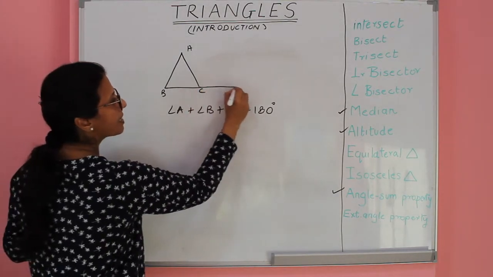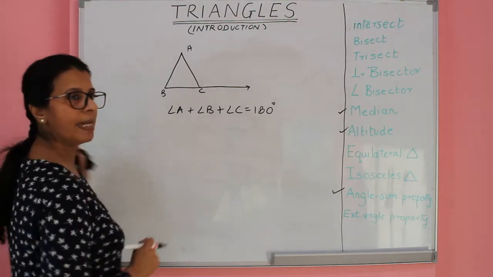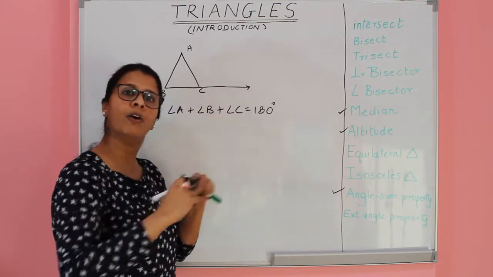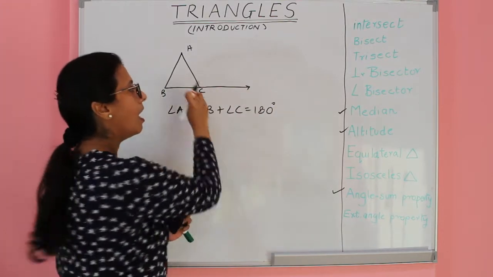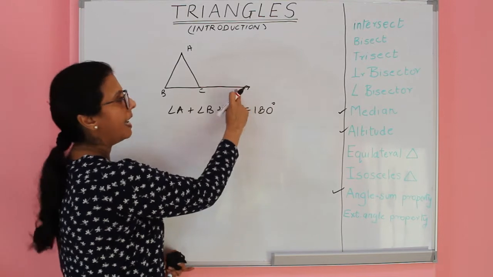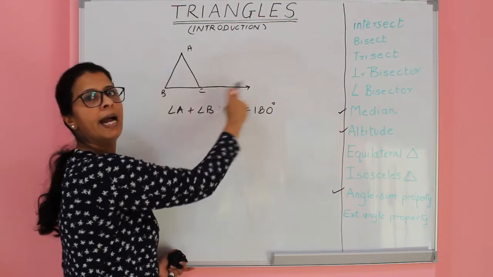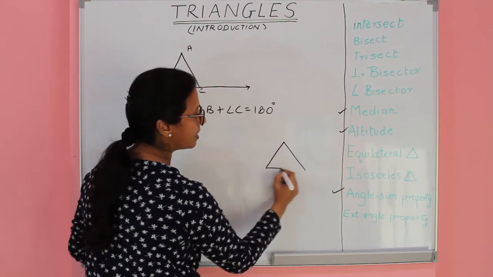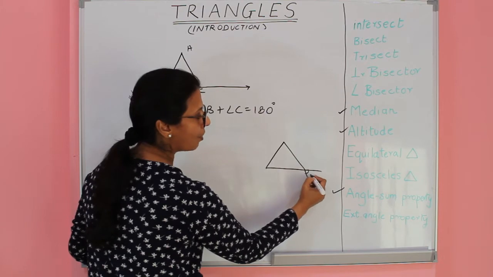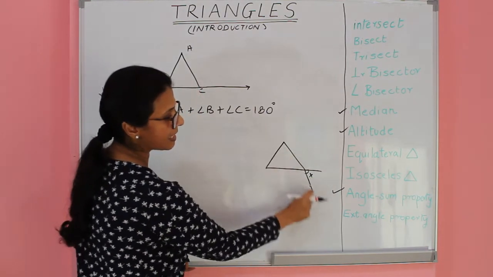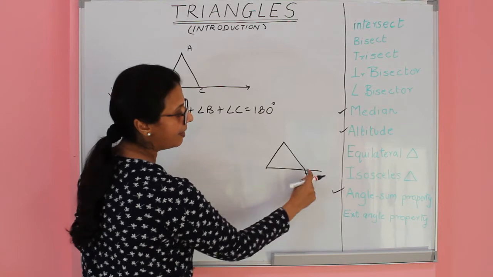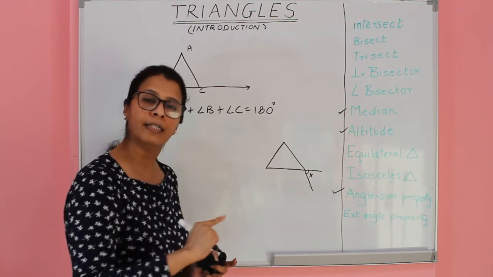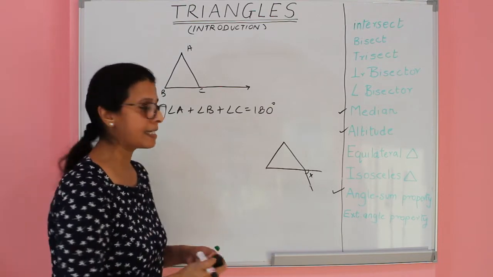If I am drawing an exterior angle, what do I mean by an exterior angle? I am extending one of the sides of my triangle out, and that particular side and the other side of the triangle should make an angle. That angle will be my exterior angle. I cannot say this is an exterior angle. This angle is not going to be my exterior angle. Though this is the extended side, and this is also an extended side, the angle formed should have one extended side and one side of the triangle. Only then we will say that it is the exterior angle of the triangle.